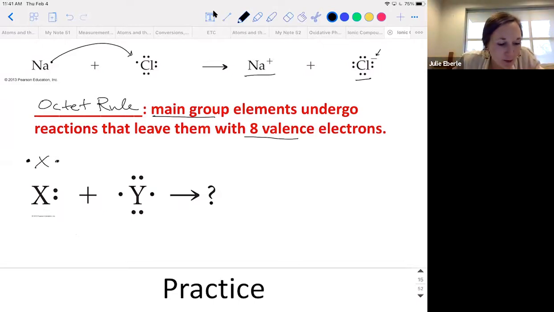Can you repeat what it allows us to predict again, please? Yes, McKinsey. It allows us to predict if an element is going to give away or receive electrons. And it allows us to predict what charge that element would have as an ion for the main group atoms or elements.